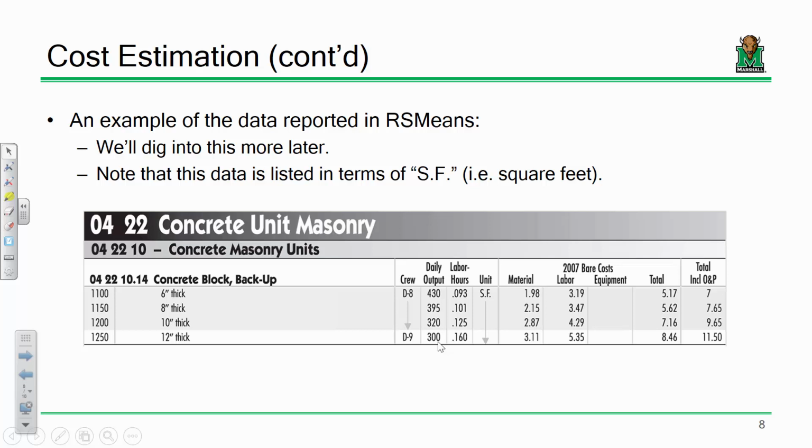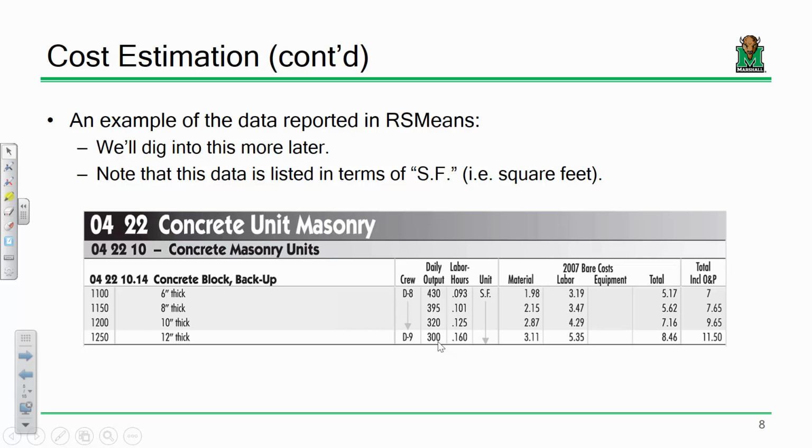And for each of those work crews, we have the daily output of those work crews, how many labor hours it takes to produce a given unit of work, etc. And we'll dig into how we can use those to estimate material costs, labor costs, equipment costs, etc. It's not that difficult if you just take your time with it.